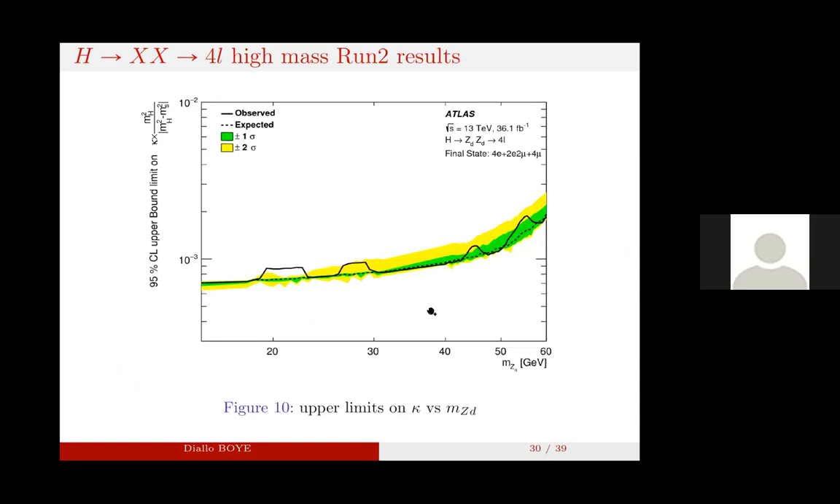And again, we set limits on kappa. And you can still see these excesses we have seen around 20 and 28 GeV.